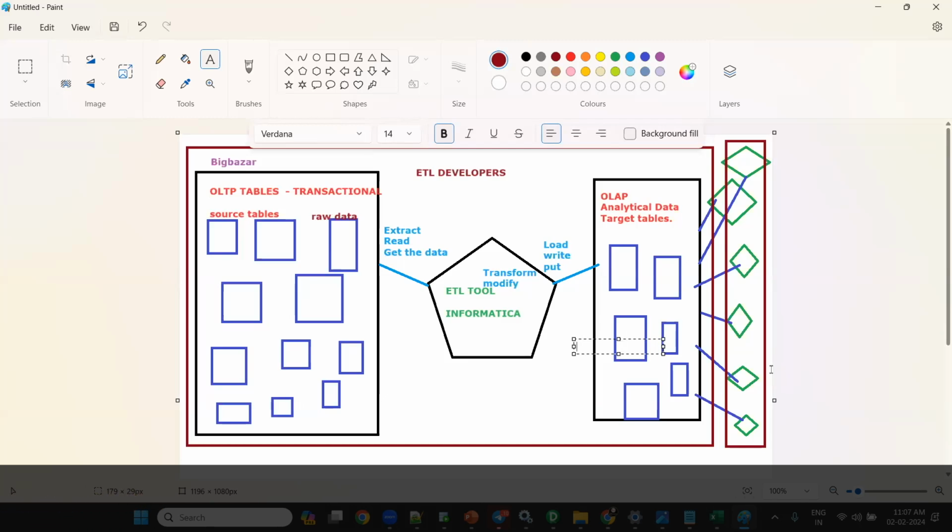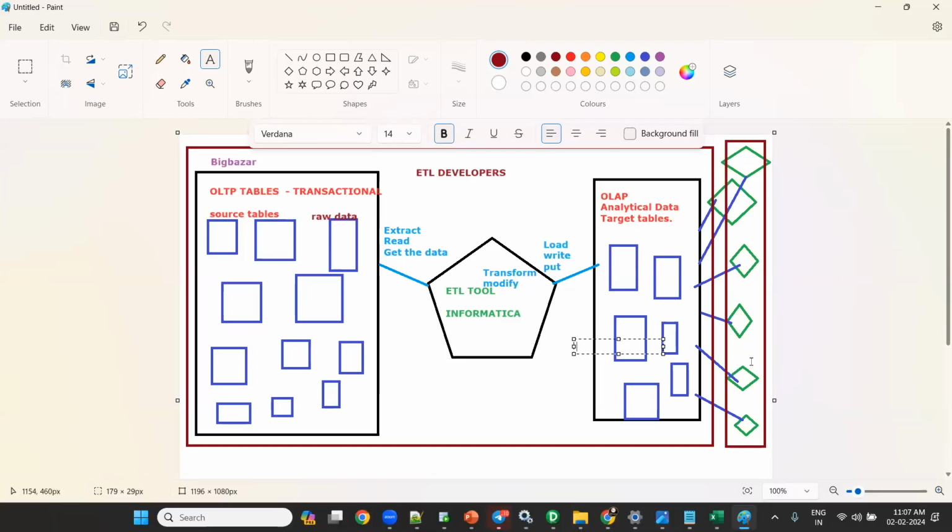Understood? Same way, reporting people will do their part. So this OLAP is also called a data warehouse. Whatever the analytical data is, that is called a data warehouse. Understood? Are you clear, please?